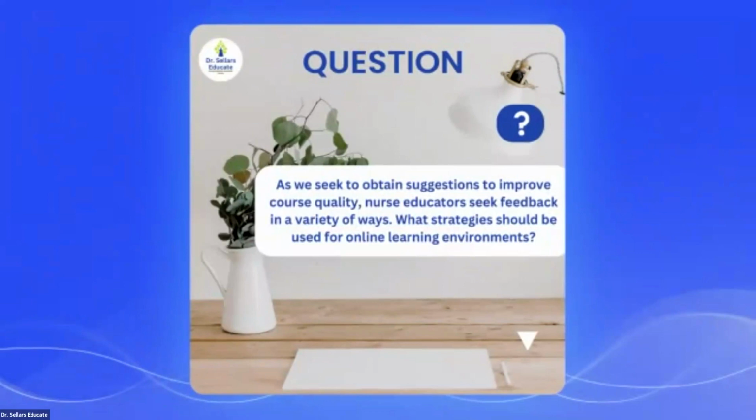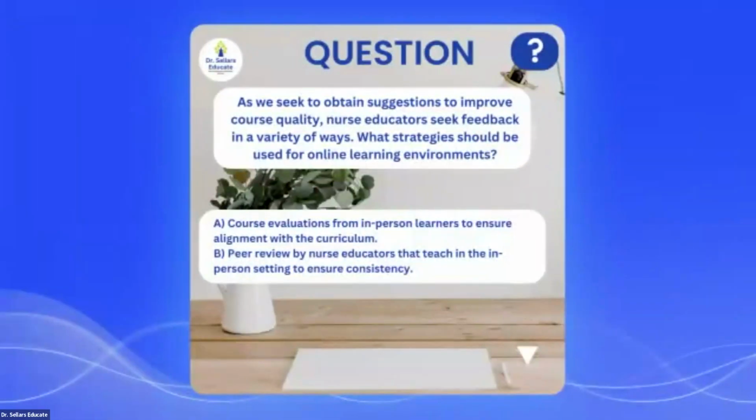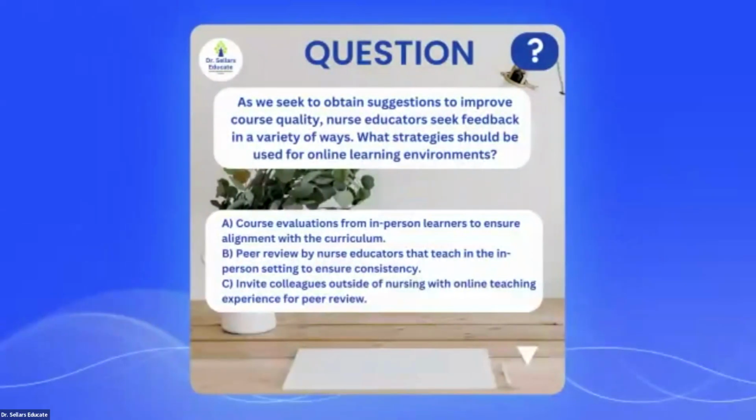As we seek to obtain suggestions to improve course quality, nurse educators seek feedback in a variety of ways. What strategies should be used for online learning environments? A, course evaluations from in-person learners to ensure alignment with the curriculum. B, peer review by nurse educators that teach in the in-person setting to ensure consistency. Or C, invite colleagues outside of nursing with online teaching experience for peer review.